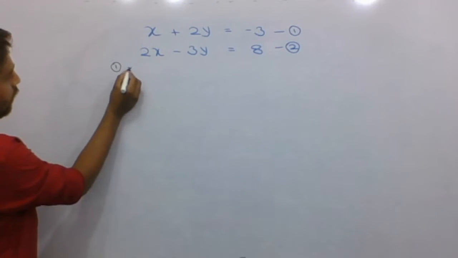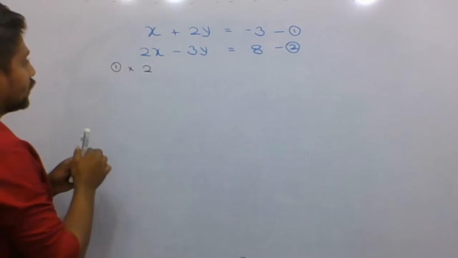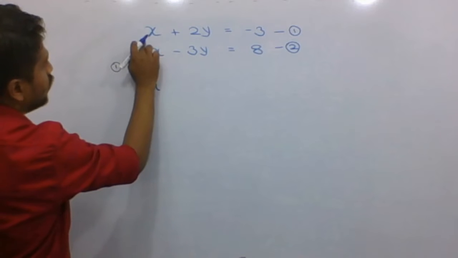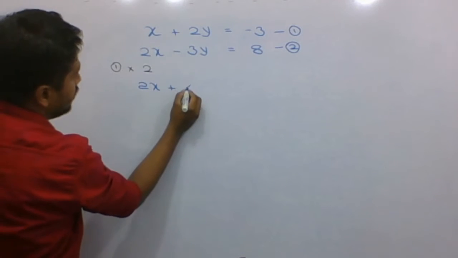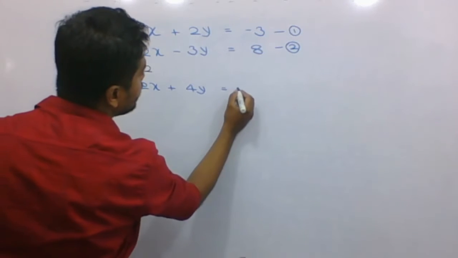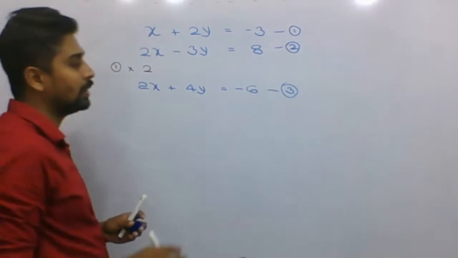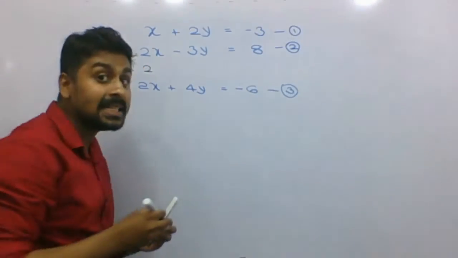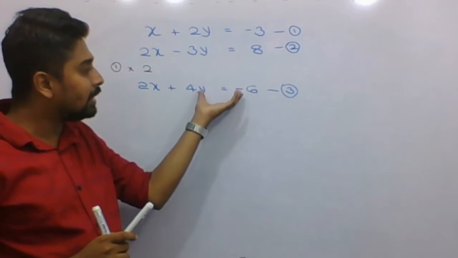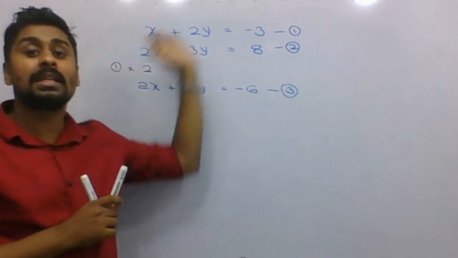First equation, multiply by what? Multiply by 2. So then you will get what? Here, look at this one. I am going to multiply this one by 2, this becomes 2x, this becomes 4y, and this becomes minus 6, because 2 into minus 3 is minus 6. And you can name it as the third equation. So actually what is this? This is the modified equation of the first one. Now we are not going to deal with the first equation.